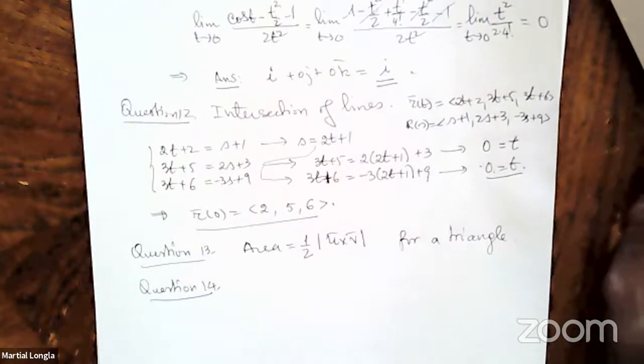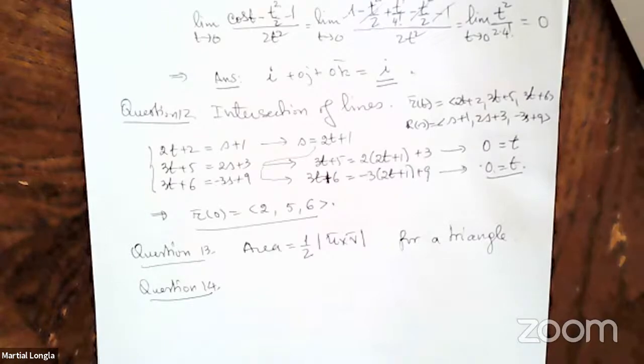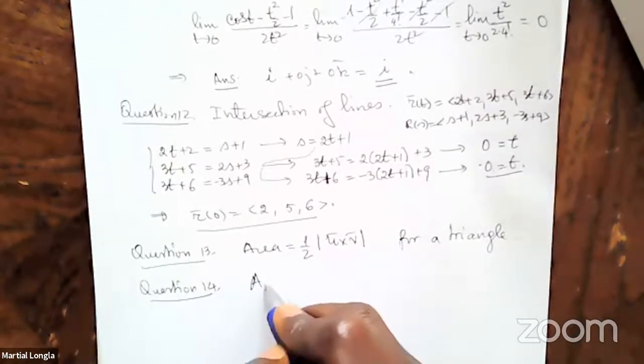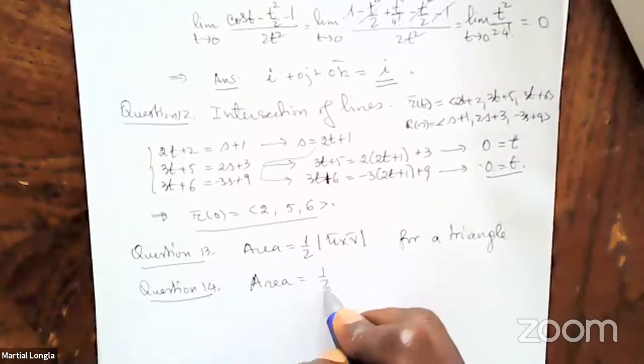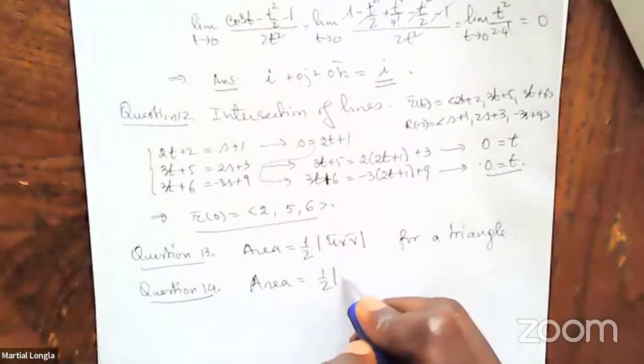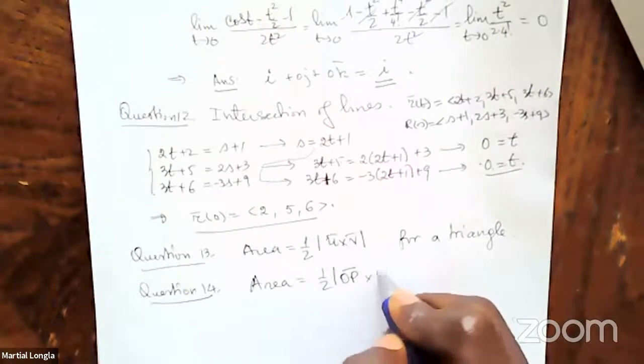And then the next question, find the area of the triangle. In this question, the difference is just that the points are given to you. That's 1/2 the magnitude of OP cross OQ.